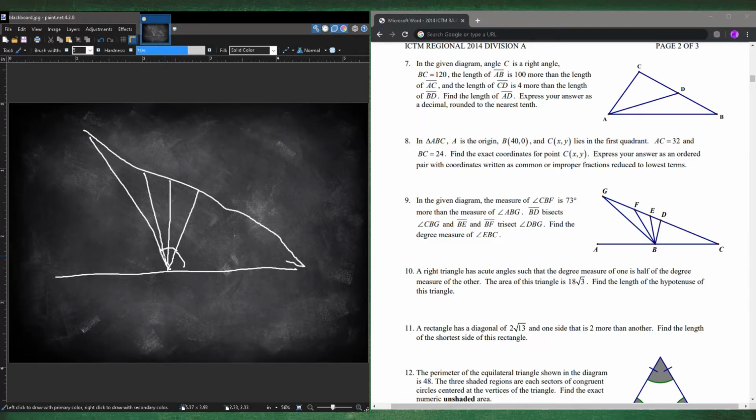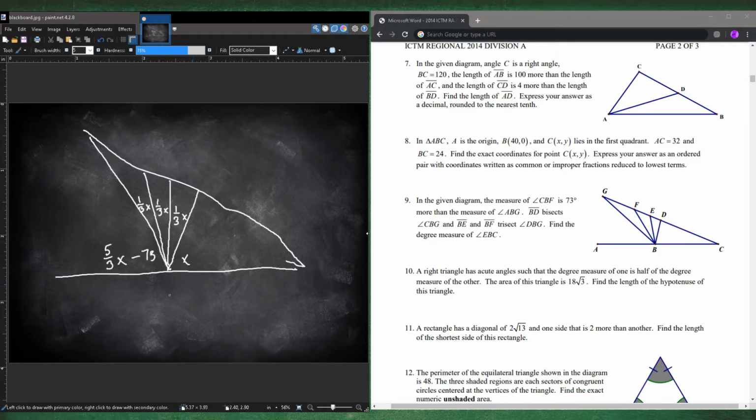And rays BE and BF trisect DBG. Okay, so we call this angle x, and since this is trisected, this is 1/3 x, 1/3 x, 1/3 x. Okay, and they said that CBF is 73 degrees more than angle ABG. So it will be 1/3 plus 1/3 plus this 1. So that is 2/3, 5/3 x minus 73.